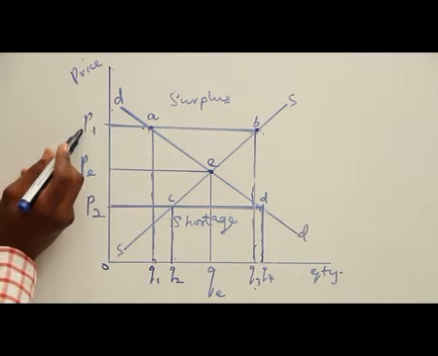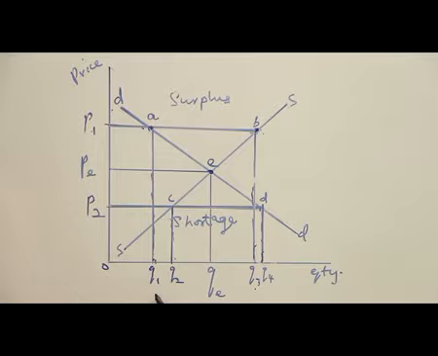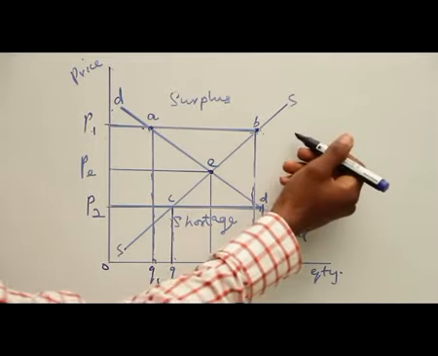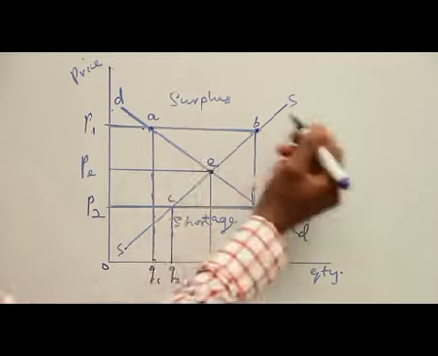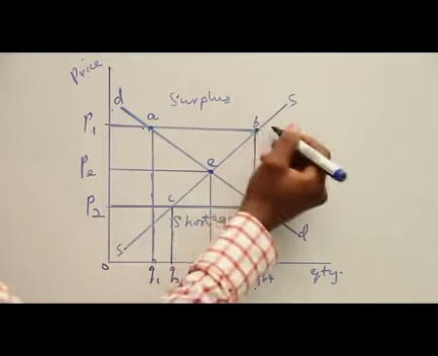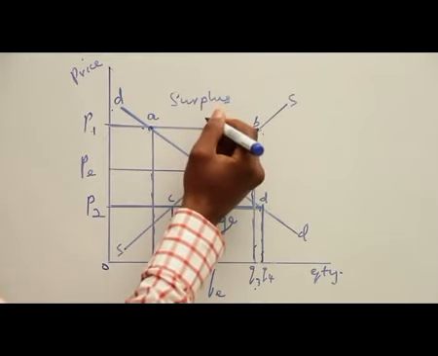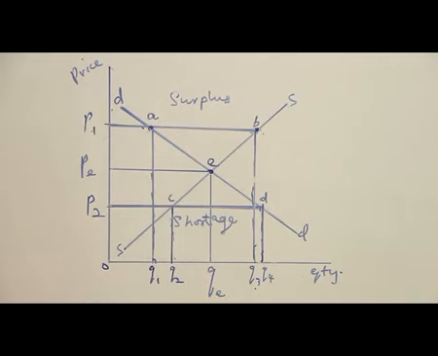So that is at P1, consumers are buying less, while producers are supplying more. So we are going to have a gap. The gap between A and B is what we call surplus, excess supply. Let's come down below the equilibrium price.